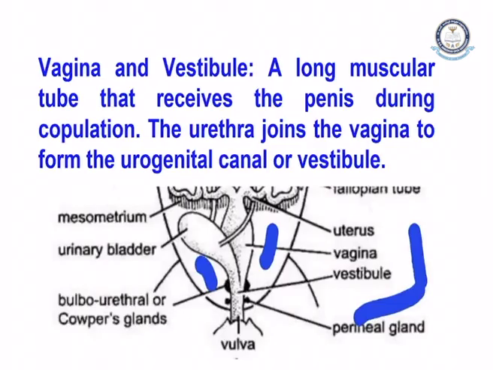Now, the last important organ is the vagina and the vestibule. A long muscular tube that receives the penis during copulation is the vagina, and the urethra joins the vagina to form the urinogenital canal, or vestibule. So, this is a common organ where the urinary waste and the reproductive organ are also there. So, this is the vagina and the vestibule. This is available for the penis so that reproduction occurs. So, this is called the urinogenital canal in the female.